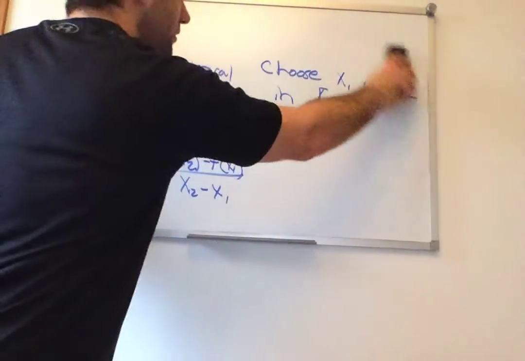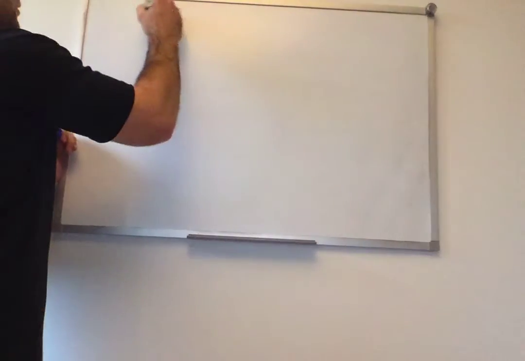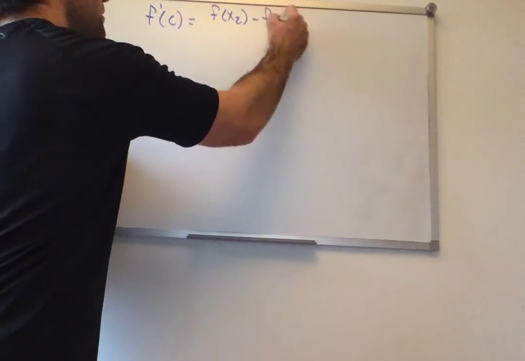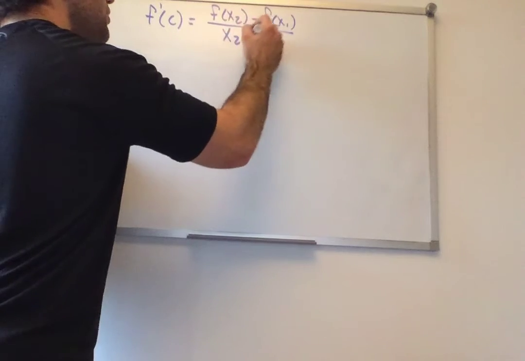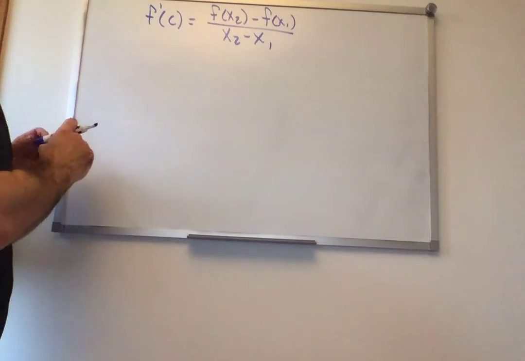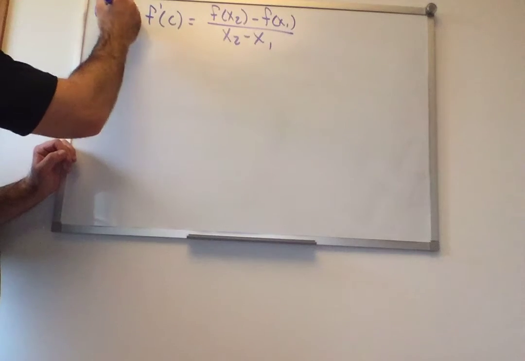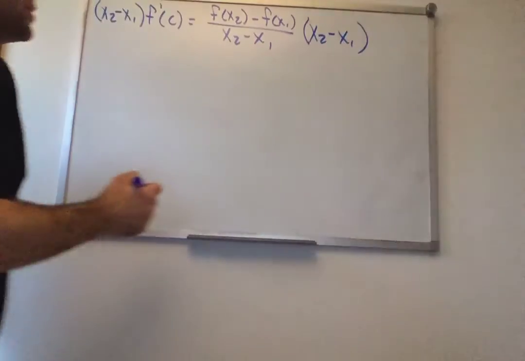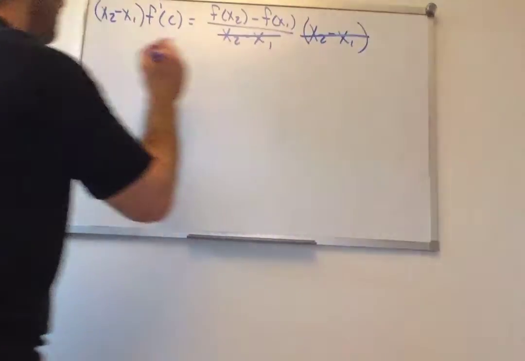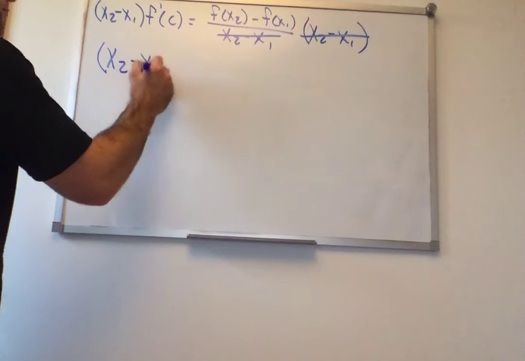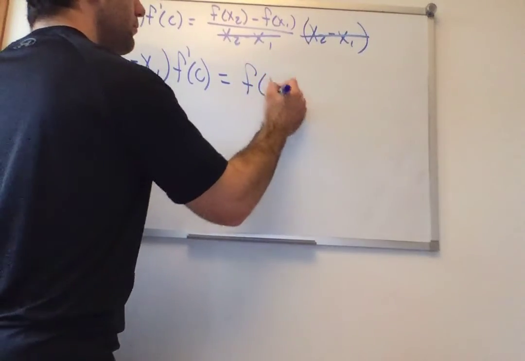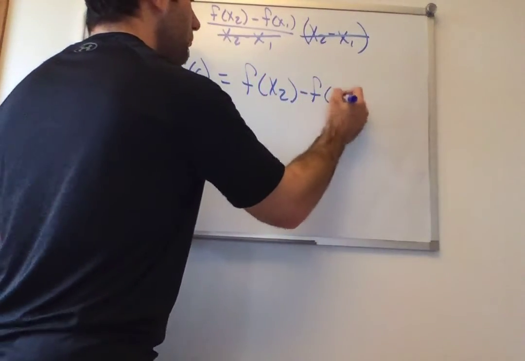I'm going to erase everything. Here's what we need. F prime of c is equal to f of x2 minus f of x1 divided by x2 minus x1. So I'm going to multiply both sides of the equation by x2 minus x1. These ones will cancel.